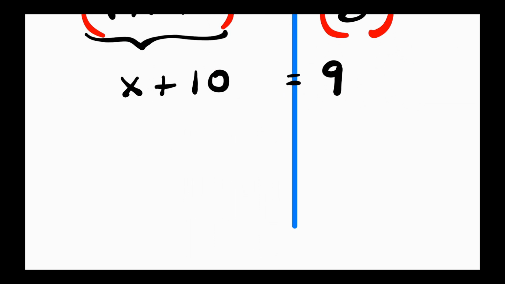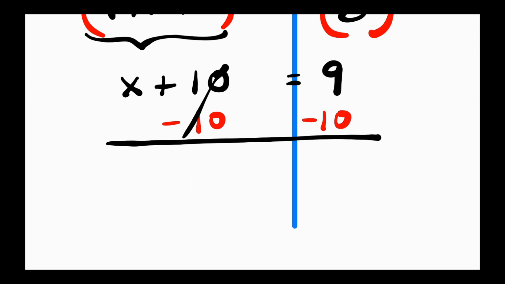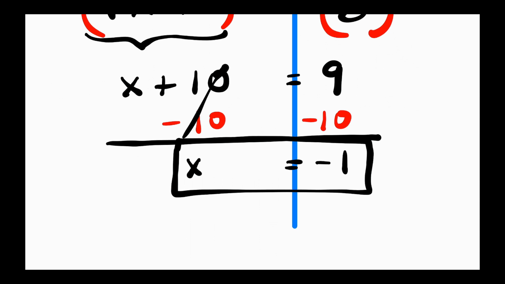Step 3. I told you step 3 is going to look familiar. What do we do now? Step 3. Take away 10 from both sides. There you go. X equals -1.